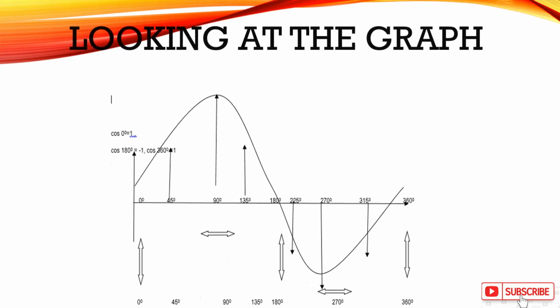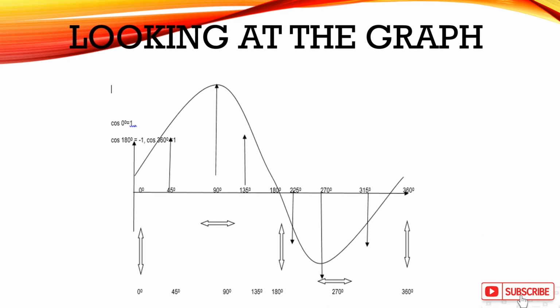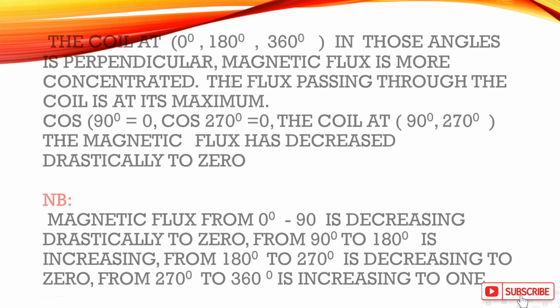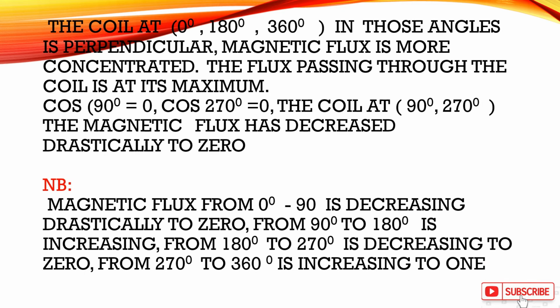Looking at the graph, cosine 0 degrees is equal to 1. Cosine 180 degrees is equal to minus 1. Cosine 360 degrees is equal to 1. The coil at 0 degrees, 180 degrees, and 360 degrees is perpendicular, so the magnetic flux is more concentrated. The flux passing through the coil is at its maximum.